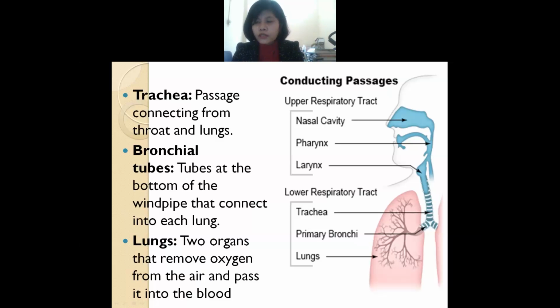So bronchial tubes, where are they? They lie at both sides of your lungs. Understand? Both sides, right side and left side, and they're attached to the lungs. These bronchial tubes are attached to both sides of your lungs, one on the right side and one on the left side.